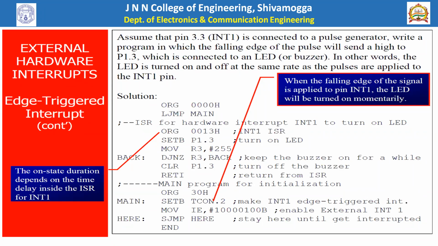Assume that pin 3.3 is connected to a pulse generator. Write a program in which the falling edge of the pulse will send a high to P1.3, which is connected to an LED or a buzzer. In other words, the LED is turned on and off at the same rate as the pulses applied to the INT1 pin.